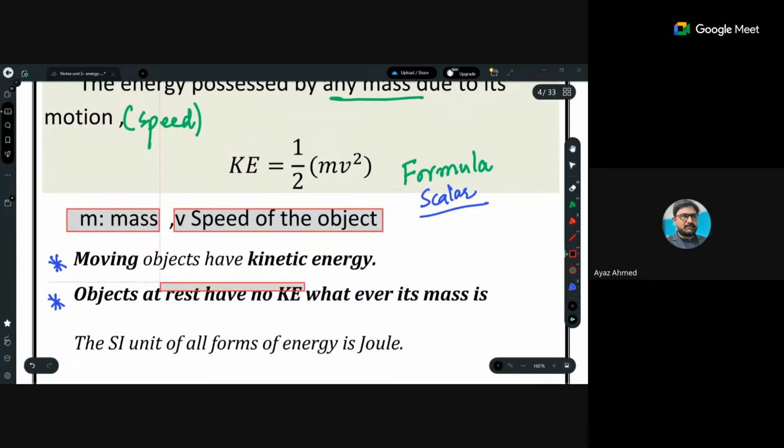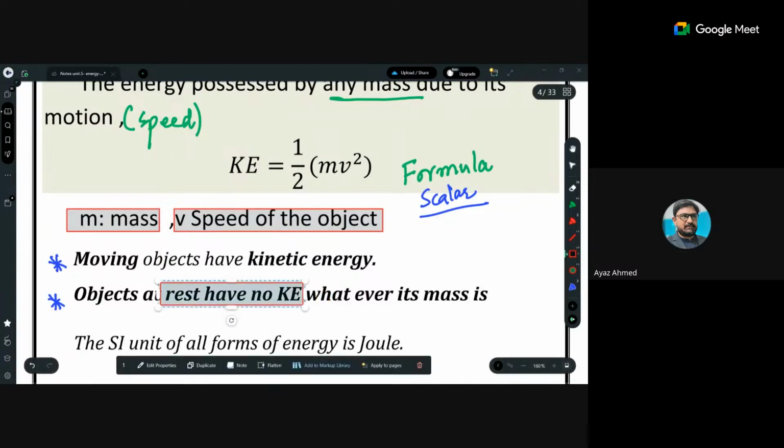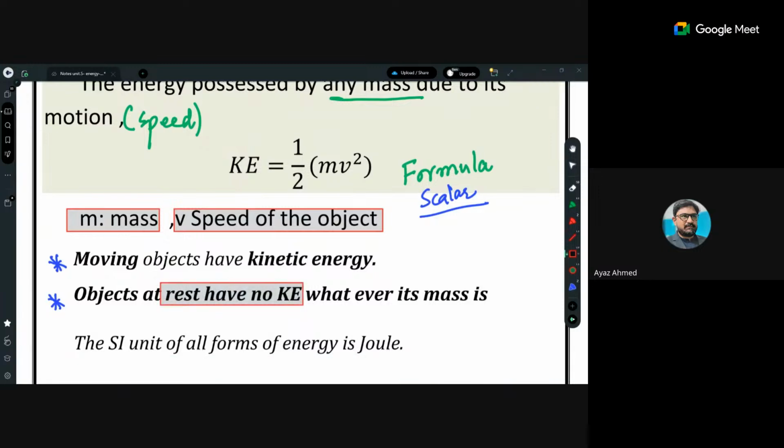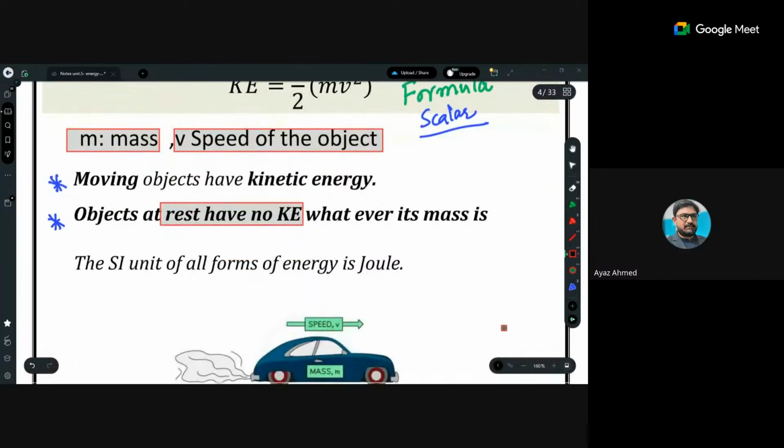Did you get it? If a body is at rest, it has no kinetic energy at all, because one of the factors is zero, velocity is zero, or speed is zero. So you can consider this. The SI unit of energy is joule.